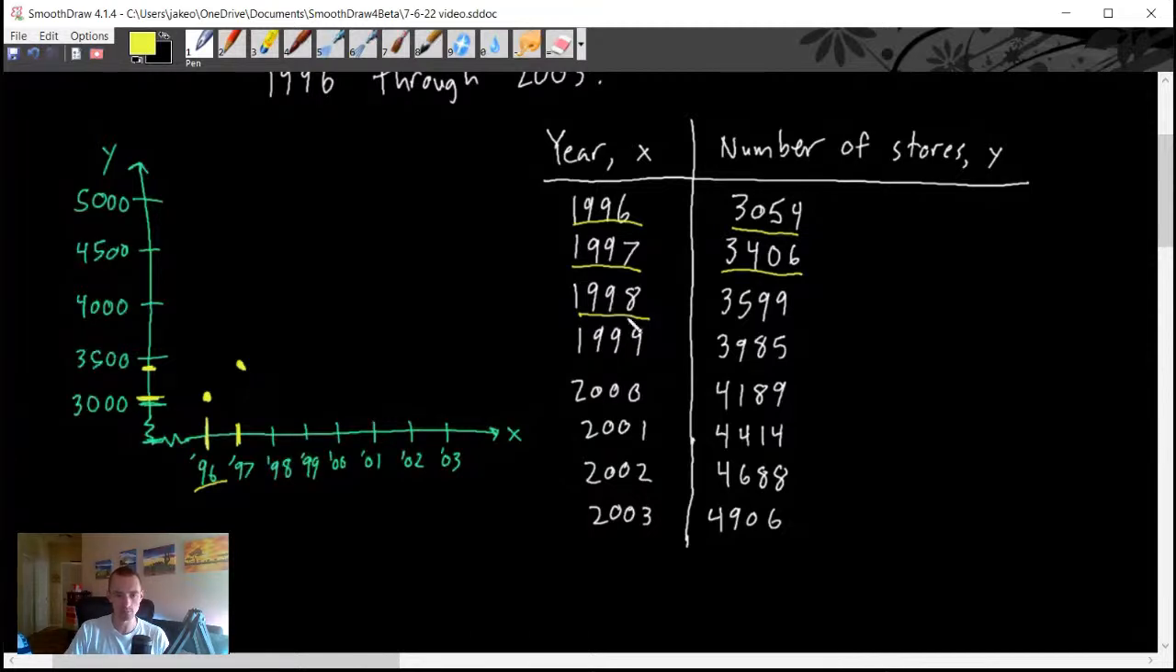So then 1998, 3599 is going to be probably right about here. 1999, 3985 is going to be very close to 4,000, so almost exactly at 4,000. So straight over from there puts us right about there. 2000, 4189, so 2000 on the x-axis, 4189 over here is probably going to be right about here.